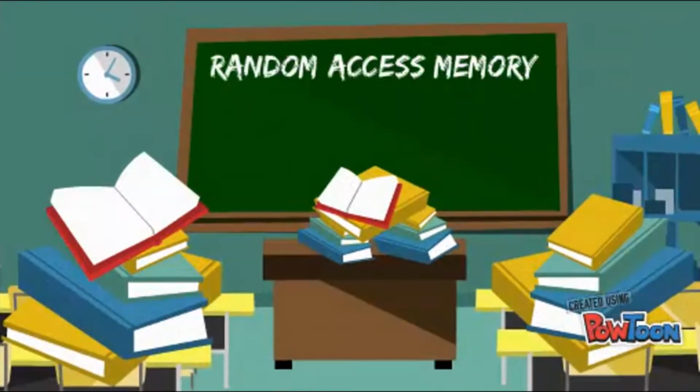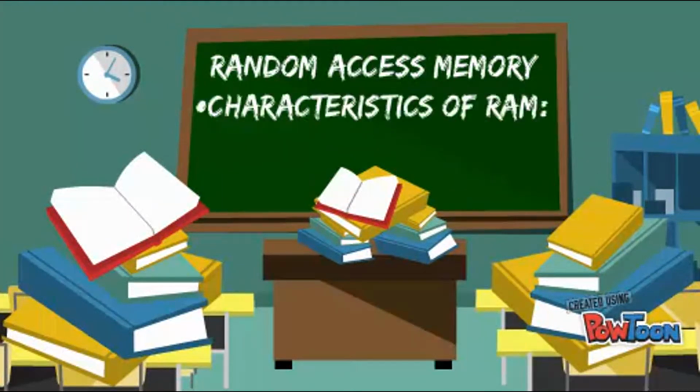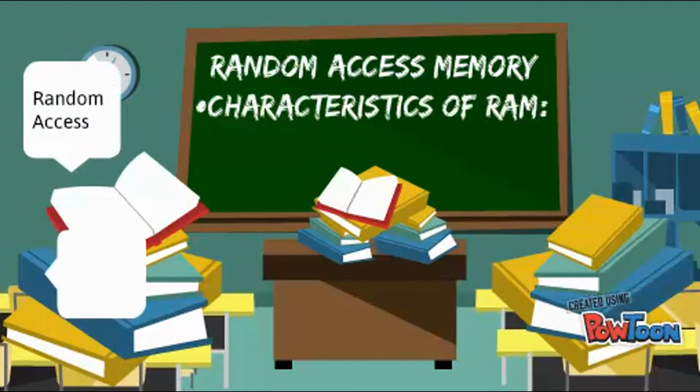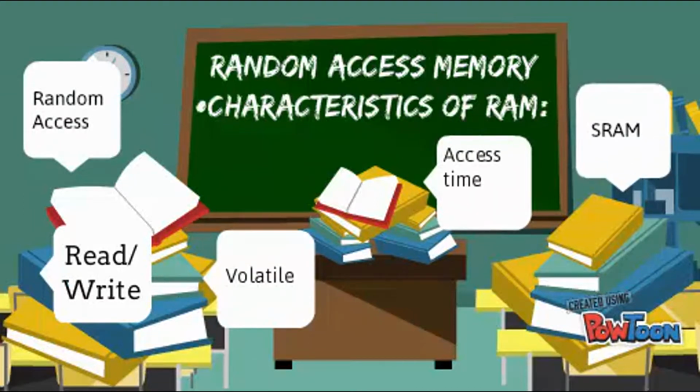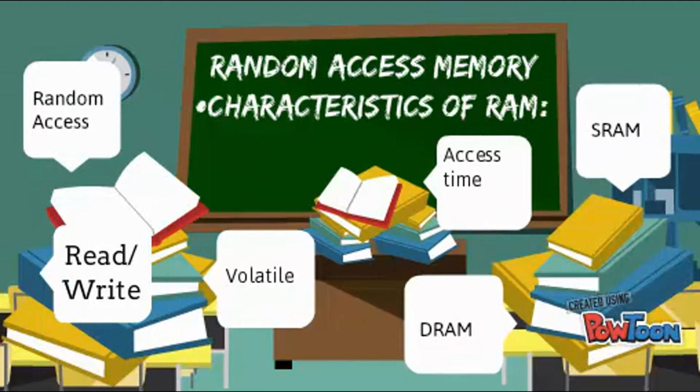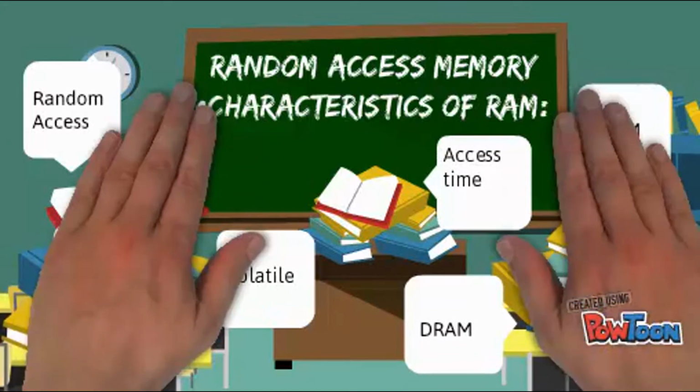Random access memory. RAM is used only as temporary data storage. Characteristics of RAM: random access, read/write, volatile, access time. Types of RAM: SRAM, static RAM, and DRAM, dynamic RAM.